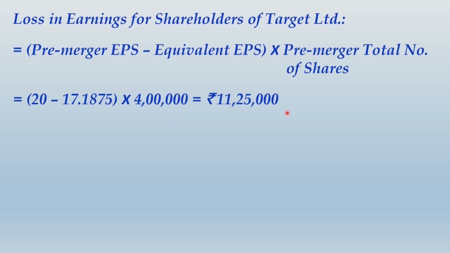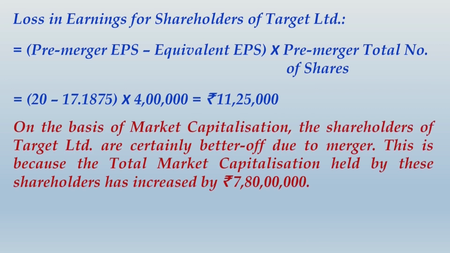So we can conclude one thing very well, that on the basis of market capitalization, the shareholders of Target company are better off, but in terms of their earnings, on an overall basis, their earnings have reduced by 11,25,000 in total, and therefore from the viewpoint of earnings, they are definitely worse off than earlier. So write up that concluding part as well.